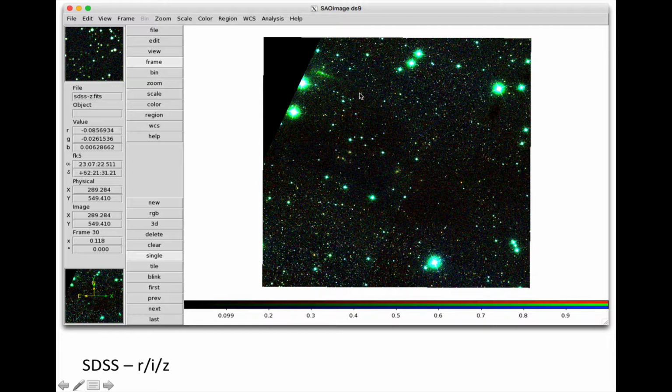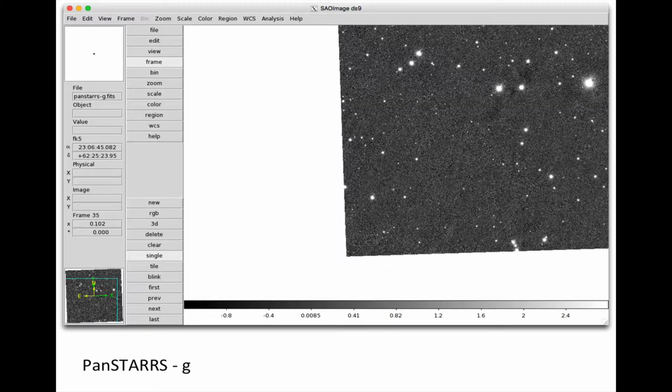So you can see that the hearts of these stars are not necessarily white, right? So that they're not the same brightness in all three of those bands. And here you can start to see this sort of V or Y-shaped nebulosity that we're going to become very familiar with as we go to the longer wavelengths.